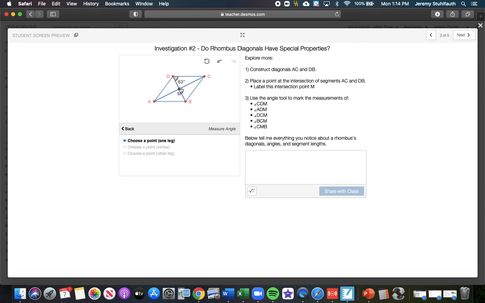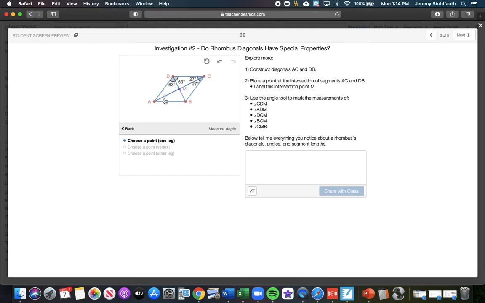Let's also measure MDA or MAD or ADM. So if you look at this, you should notice that, hey, angle D appears to be bisected by this diagonal. I got 63 degrees and 63 degrees. Let's take a look at angle DCM and angle BCM. If you take a look at that, it appears that both those angles are bisected as well.